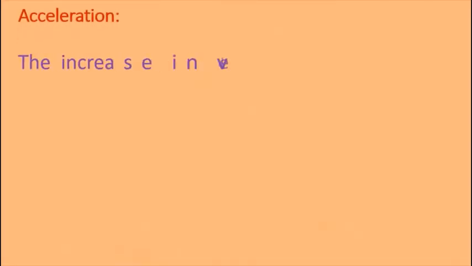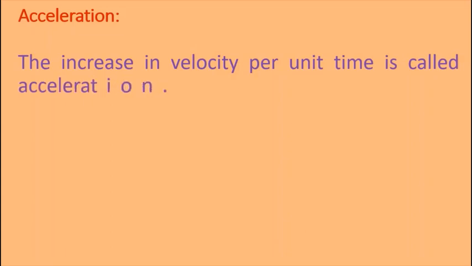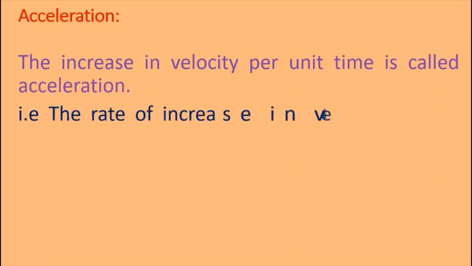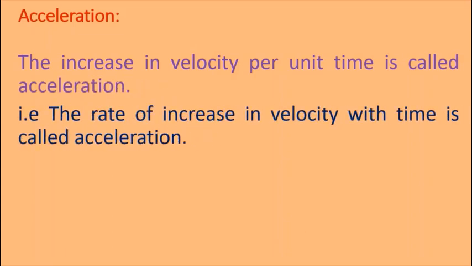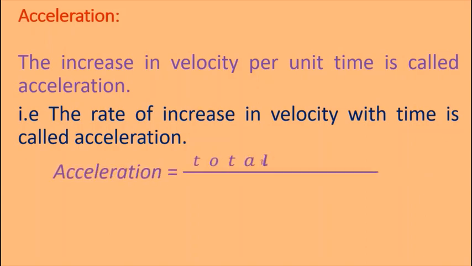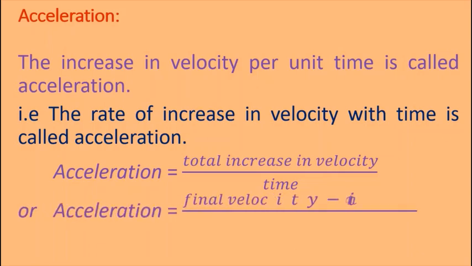Acceleration. The increase in velocity per unit time is called acceleration. That is, the rate of increase in velocity with time is called acceleration. Acceleration is equal to total increase in velocity divided by time, or acceleration is equal to final velocity minus initial velocity divided by time.